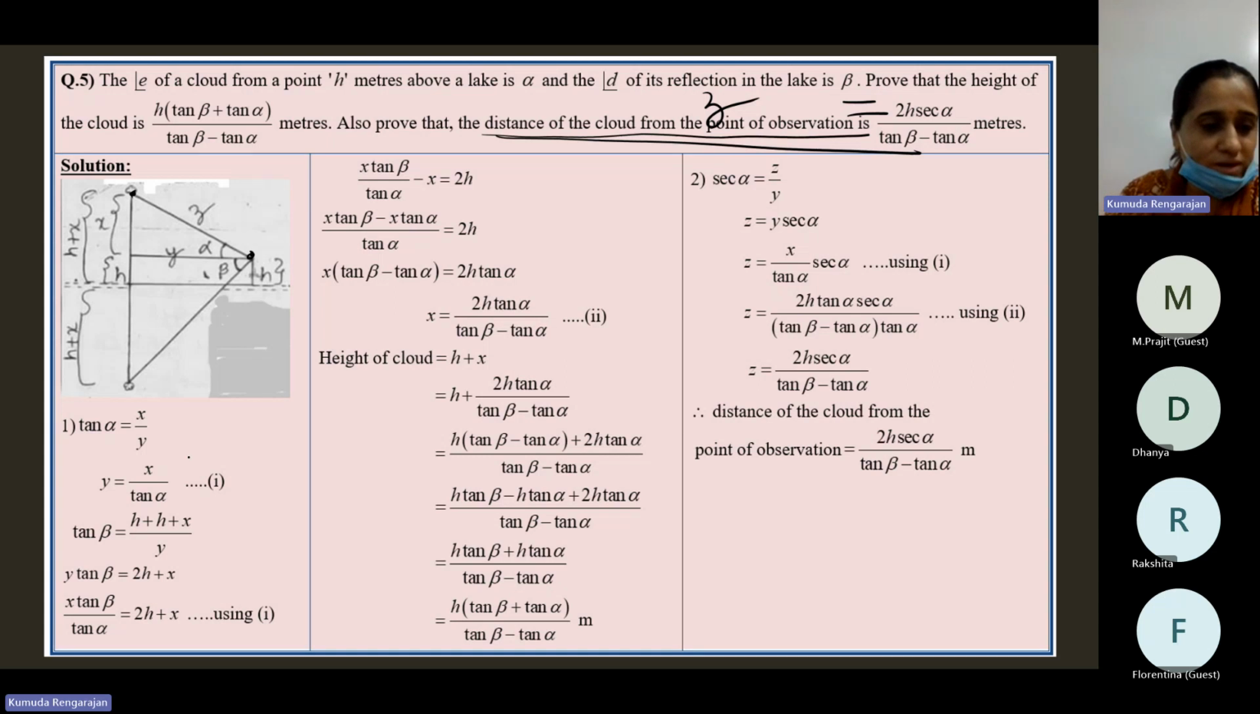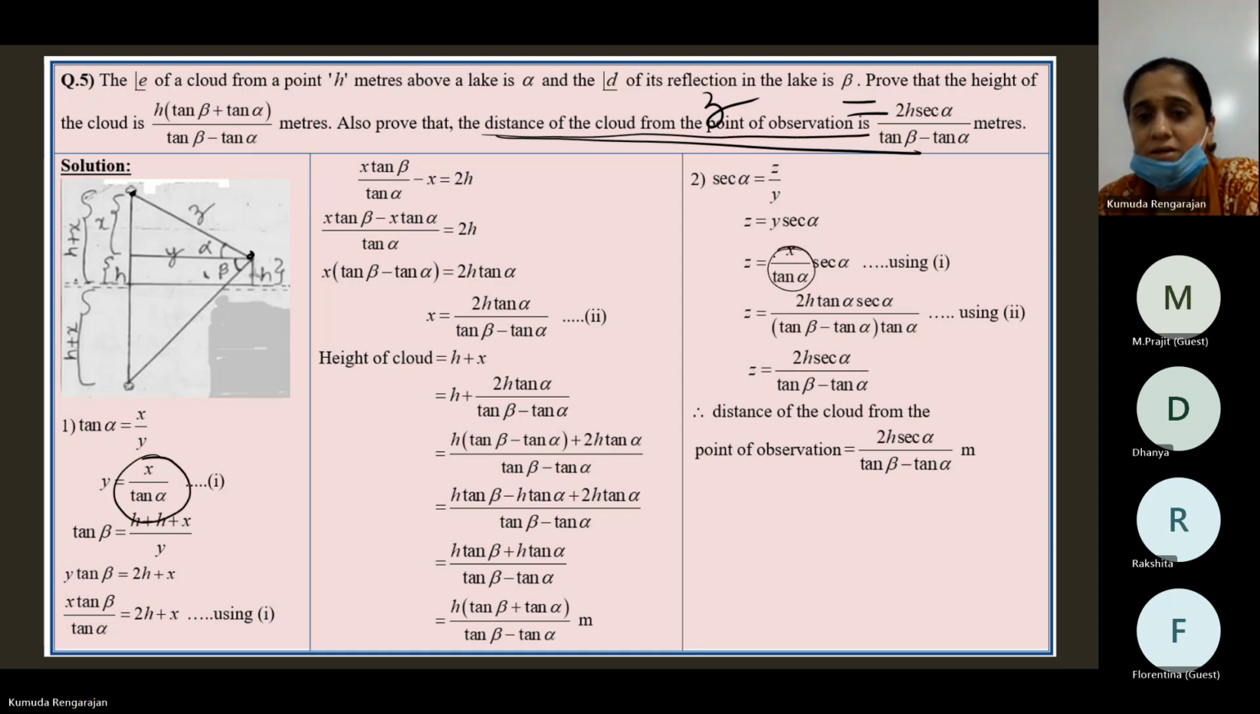Now we don't want y. So what is y? Go back here. This one, x by tan alpha. We don't want x also. Where is x here? Here, x. Replace that also. That's all.